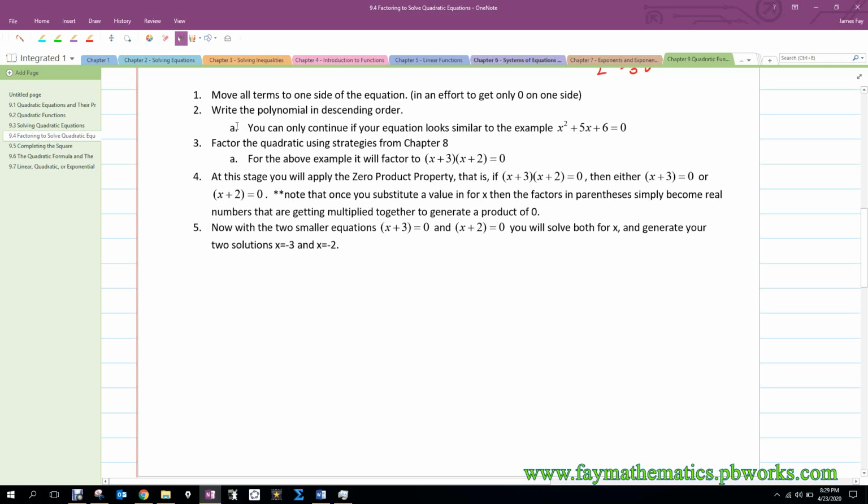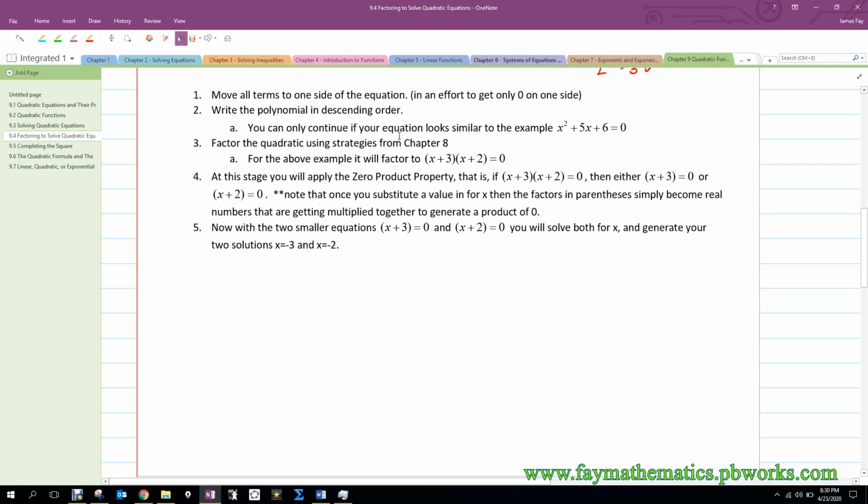Okay. So picking up from there, I just went ahead and did an example here to talk about. You can only continue if your equation looks similar to this example. If you still have numbers over here or other variable terms, you cannot proceed. You have to get your quadratic equation looking like this. There has to be a 0 on that side, okay?